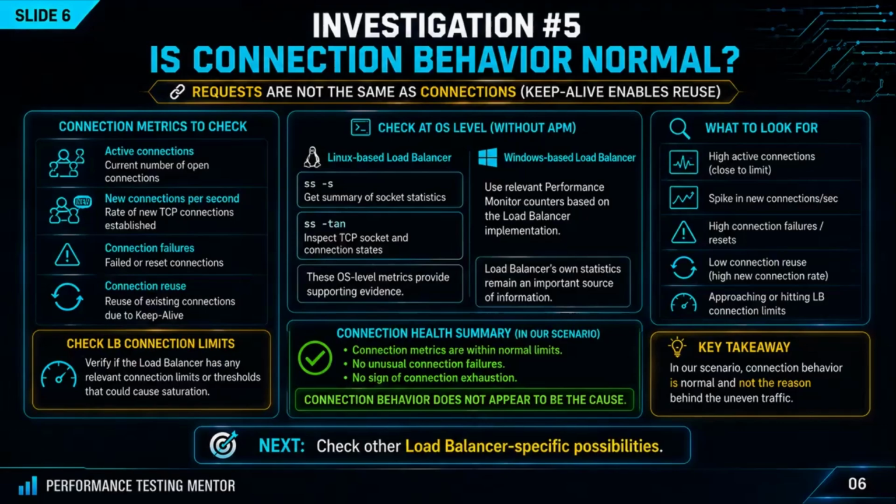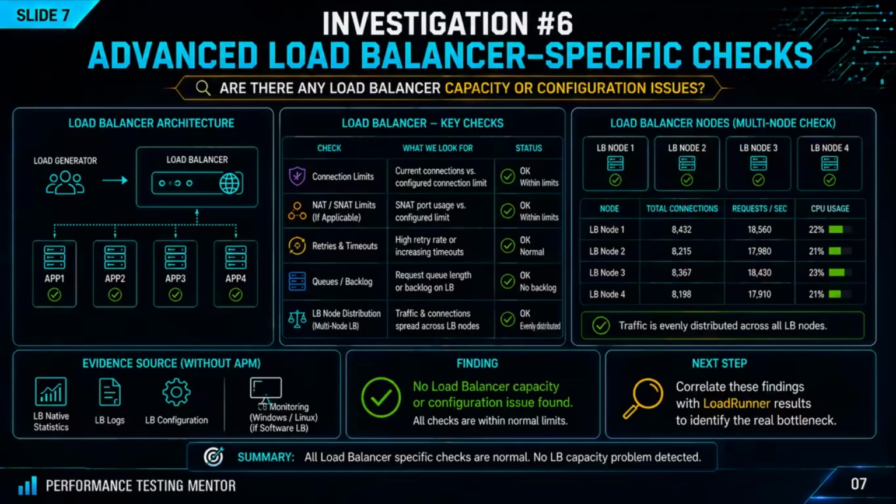Now, I will check some other load balancer specific possibilities. At this stage, I also check for a few load balancer specific issues. For example, connection limits, NAT or SNAT limits if applicable, retries and timeouts, and queue or backlog information if the load balancer provides it. If there are multiple load balancer nodes, I also check whether one node is handling much more traffic than the others.